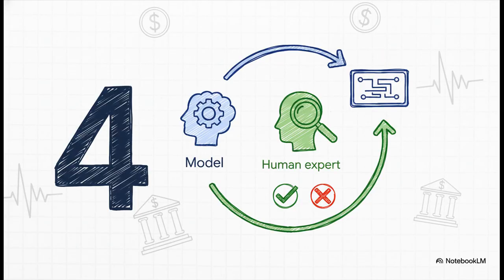And finally, rule number 4, keep a human in the loop. This is so important. For those really high-stakes decisions, like in healthcare or finance, AI should be a tool to help human experts, not to replace them. That human oversight is absolutely essential for safety, for ethics, and for accountability.